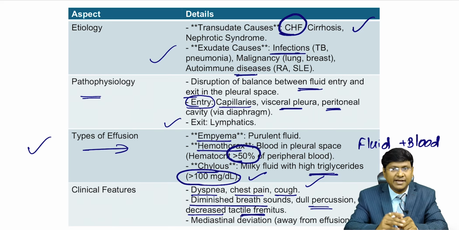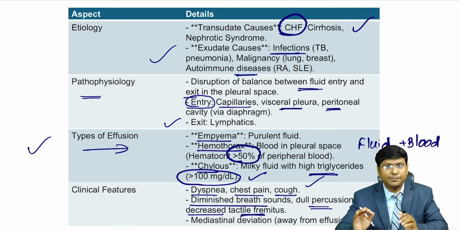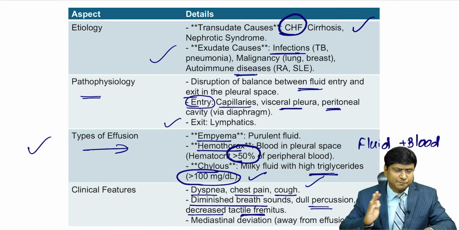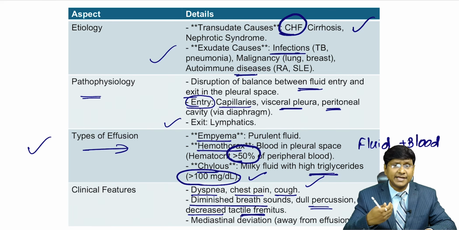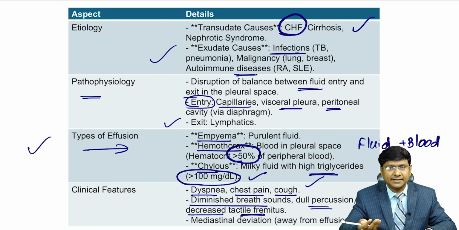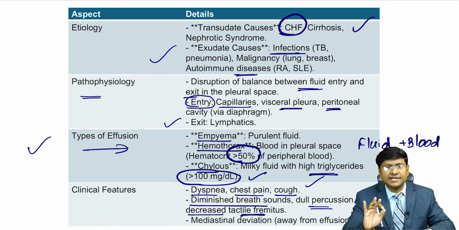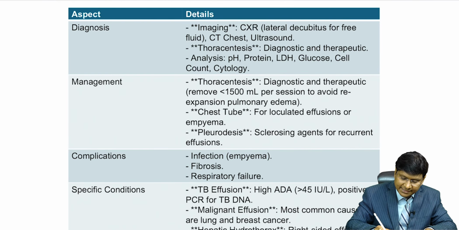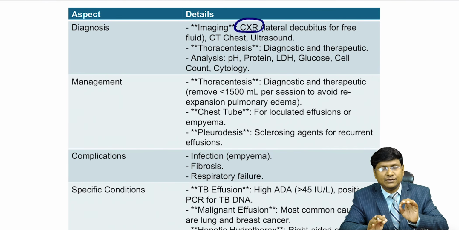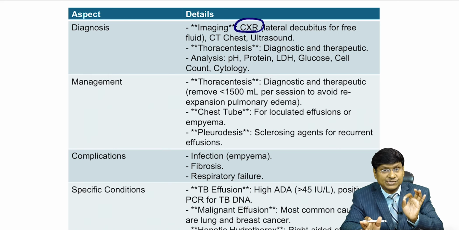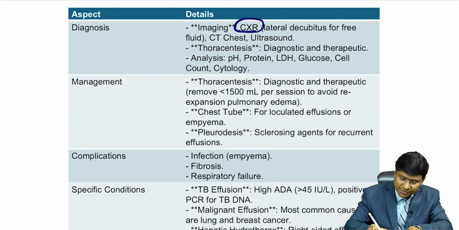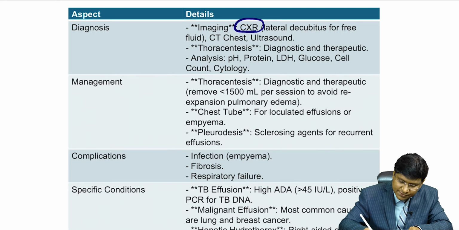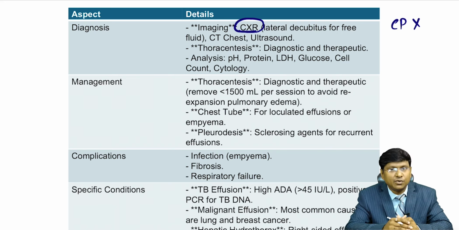Then what will happen to the trachea? Because of the presence of the pleural effusion, the trachea is pushed to the opposite side. So you will notice that the trachea is away from the affected side. That is nothing but the mediastinal deviation. And how will you diagnose? The very important method by which you can diagnose is chest X-ray. Chest X-ray will show blunting of the costophrenic angle, and that is the earliest sign of the pleural effusion.